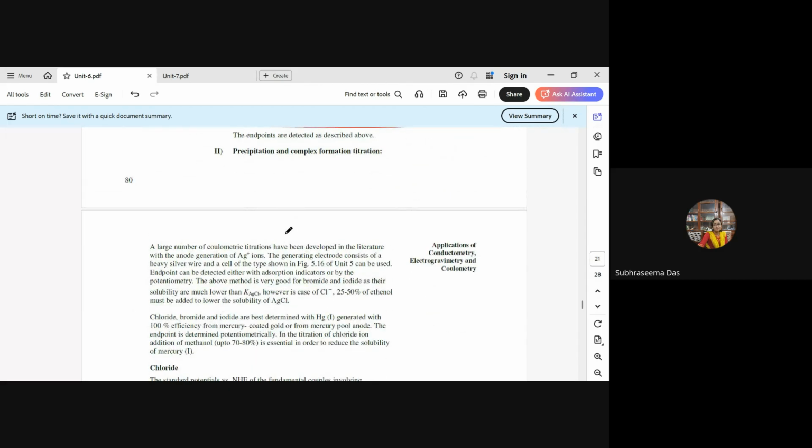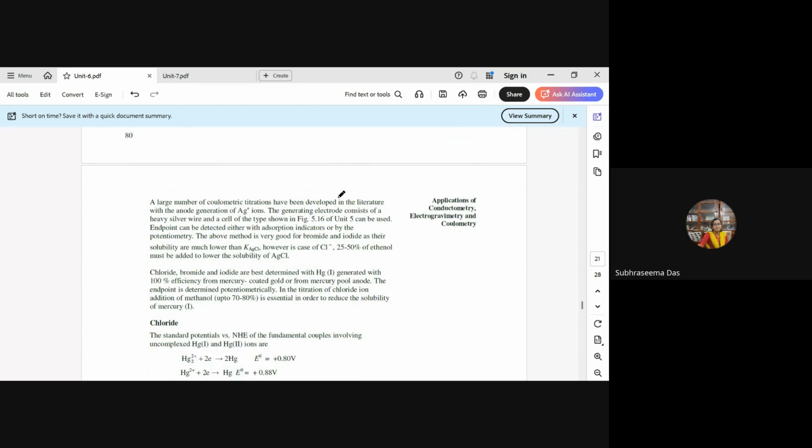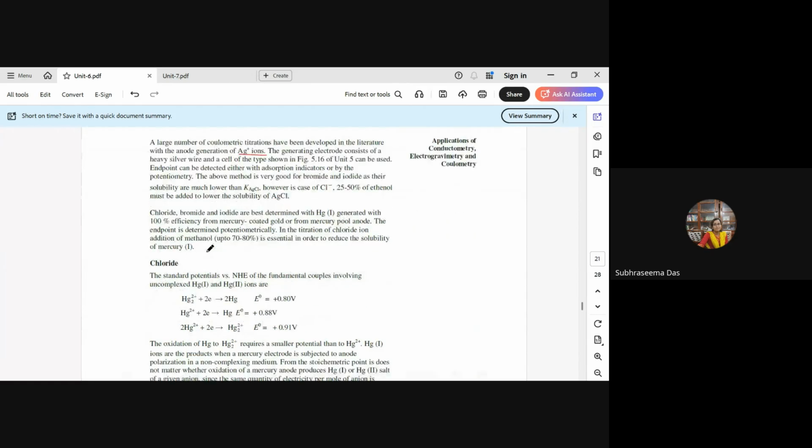Then coming to precipitation and complex formation titrations. A large number of coulometric titrations have been developed in the literature with the anode generation of Ag+ ions. The generating electrode consists of a heavy silver wire and a cell of the type shown in the figure previously shown. The endpoint can be detected either with adsorption indicators or by potentiometry. Fluoride, bromide and iodide are best determined with Hg+ generated with 100% efficiency from a mercury-coated gold or mercury pool anode. The endpoint is determined potentiometrically.